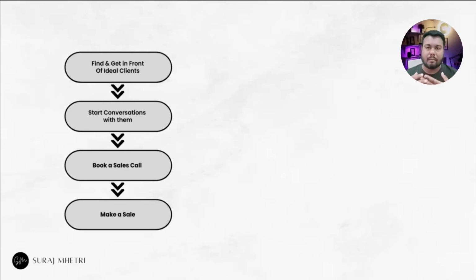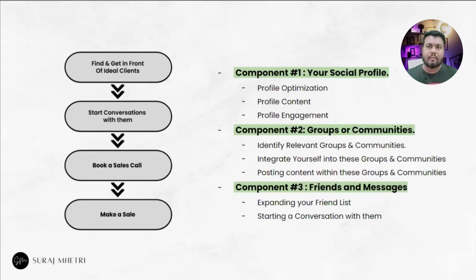So moving forward, as we looked at in the last lesson, the client attraction process is the strategy side of the process. The 3 main components of the client attraction process we have already seen: your social profile, the groups and communities, and the friends and messages. This is the strategic view, a 10,000 foot overview of what the client attraction process you need to attract your clients looks like. So you know what to do to get clients.